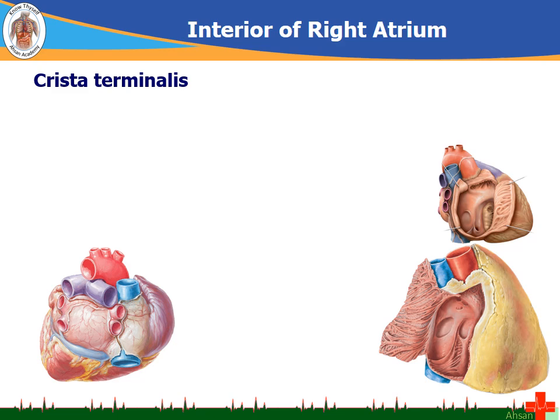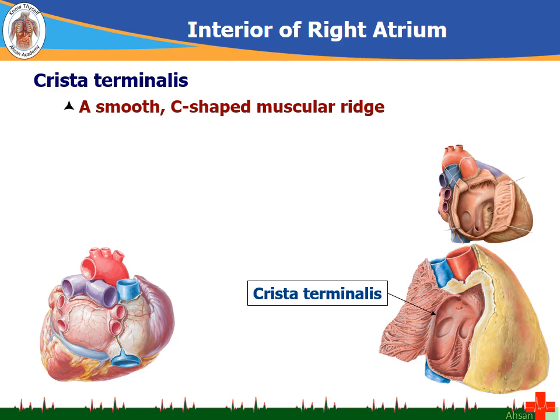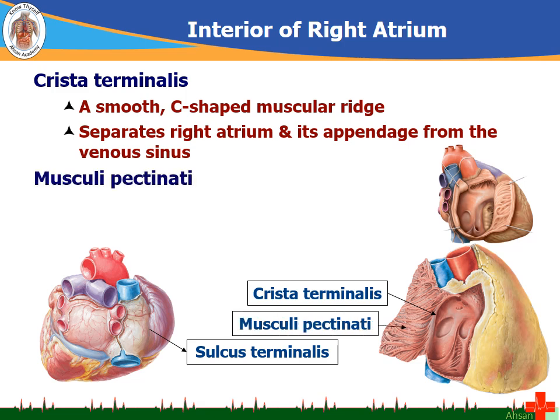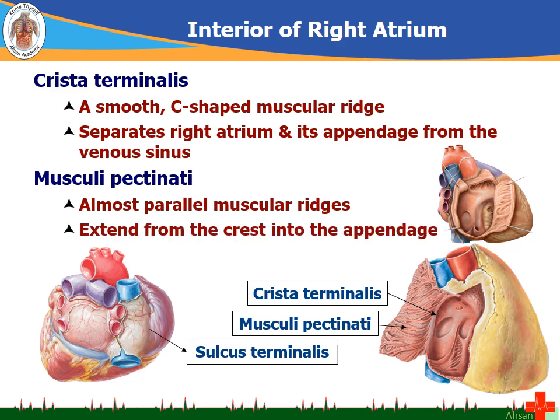The crista terminalis is present on the inside wall of the right atrium. This is a muscular ridge, C-shaped in nature, that separates the smooth part from the rough part and the appendage. This produces a sulcus over the outer surface, which we already showed in the previous slide. This is known as the sulcus terminalis. The musculi pectinati are the ridges extending from this crista terminalis, and they lie in the appendage and in the rough part. These are parallel ridges produced by the cardiac muscles and covered by endocardium.